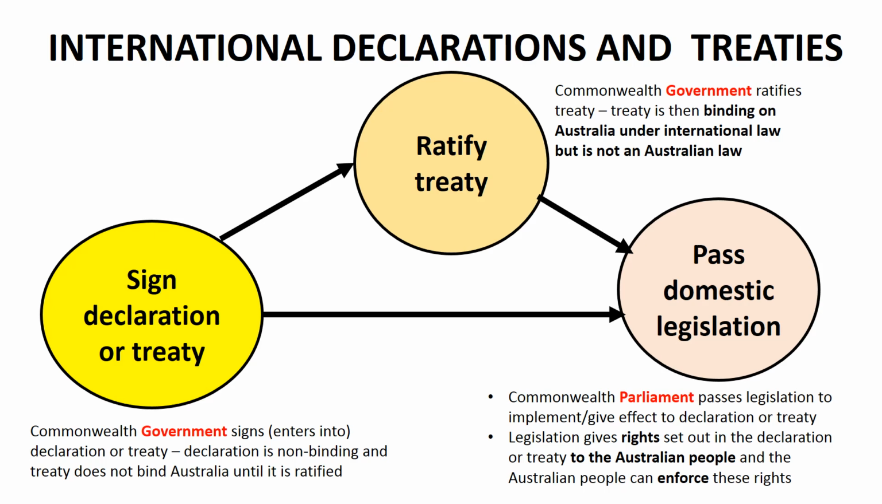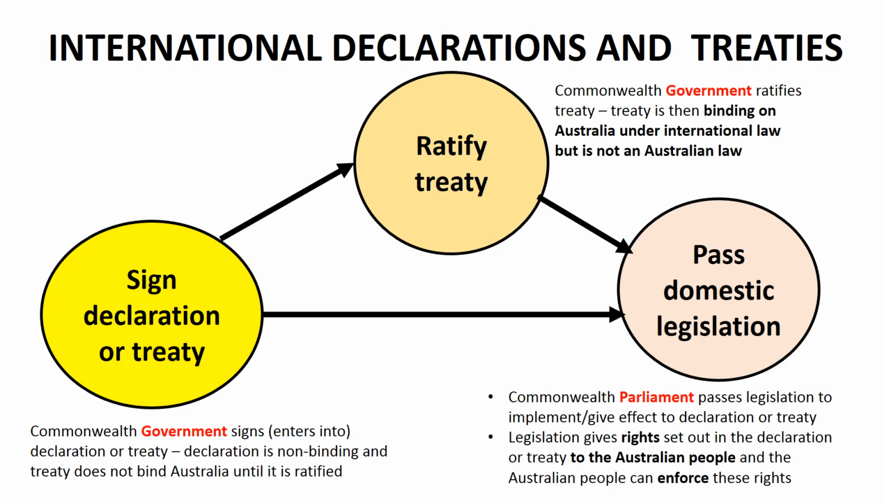And it's only if the Commonwealth Parliament passes legislation that implements or gives effect to that declaration that the rights created under the declaration will become rights under Australian law that can be enforced by the Australian people. In the absence of this legislation, the Australian people would not have the rights which are created by the declaration. It's only because the legislation makes the rights created under the declaration part of Australian law that these rights can be enjoyed and enforced by the Australian people.